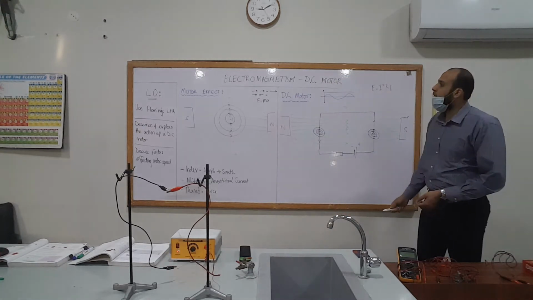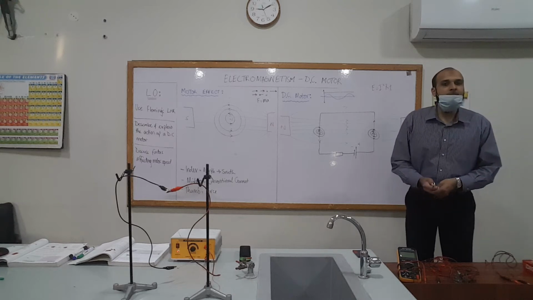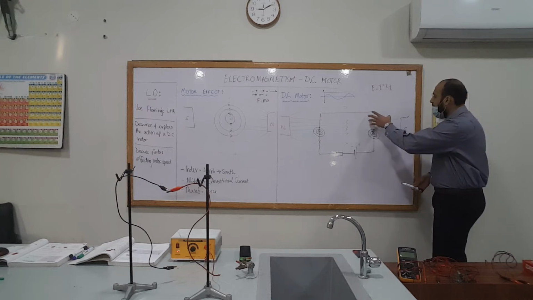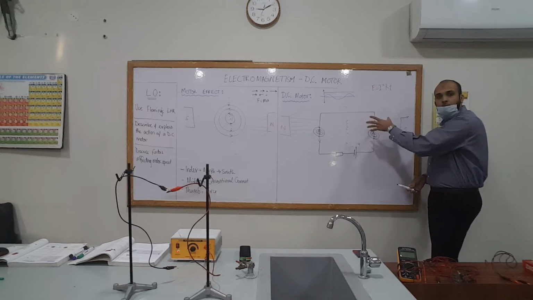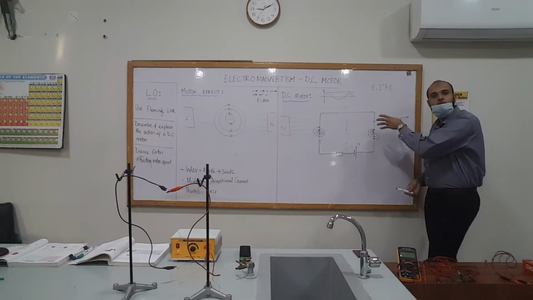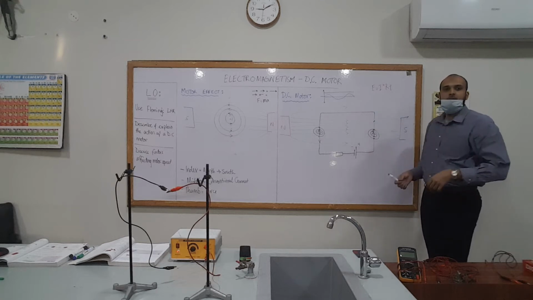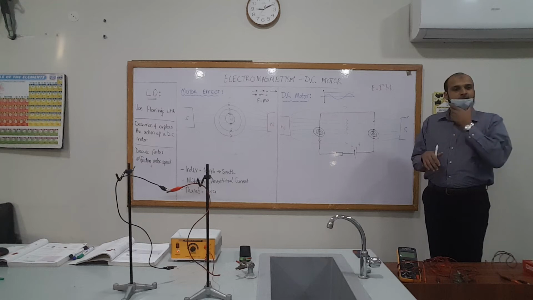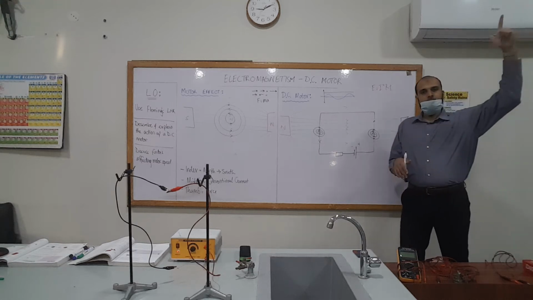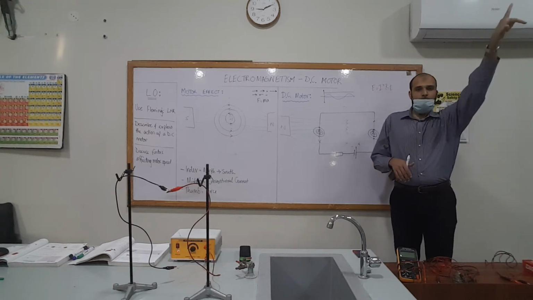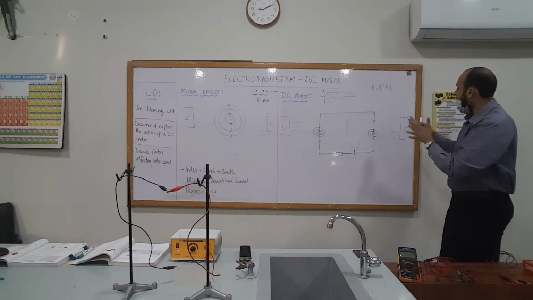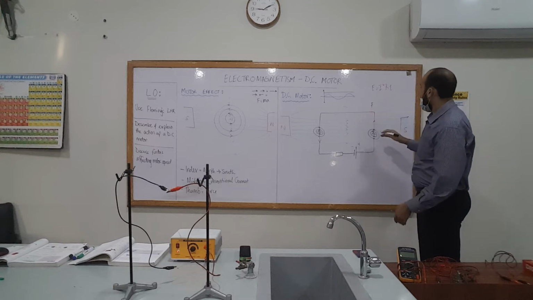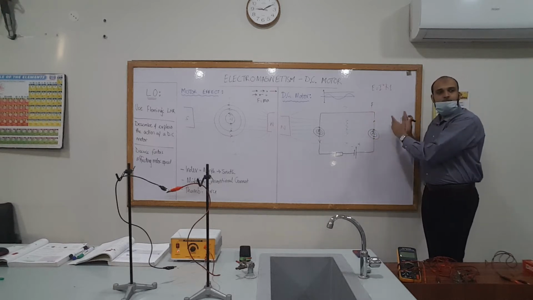Okay, so can you use Fleming's left hand rule to figure out what the direction of the force should be on the wire on the right side? So use Fleming's left hand rule, this one, right? So apply this and try to find the direction of the force on the wire towards the right.